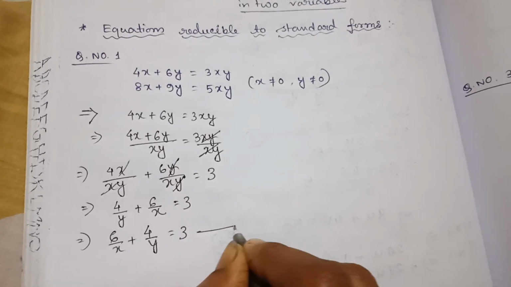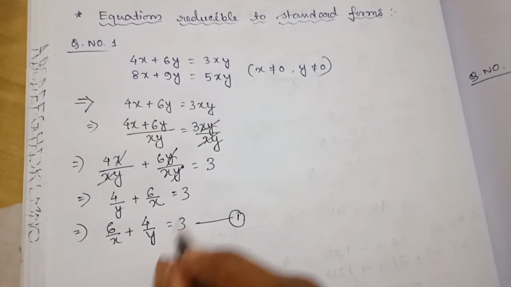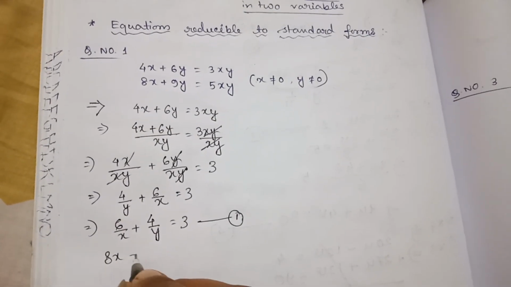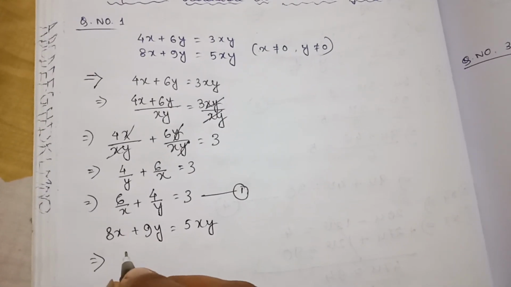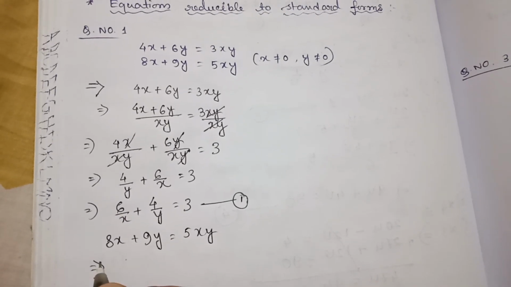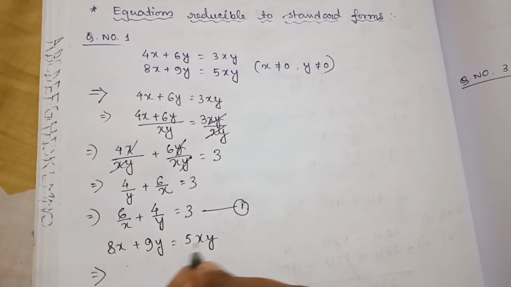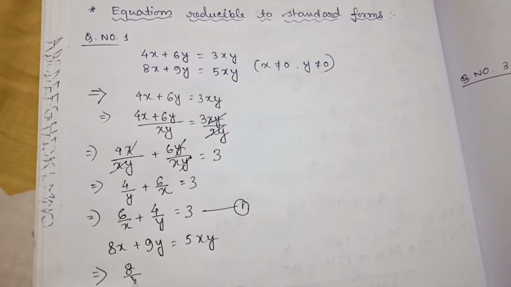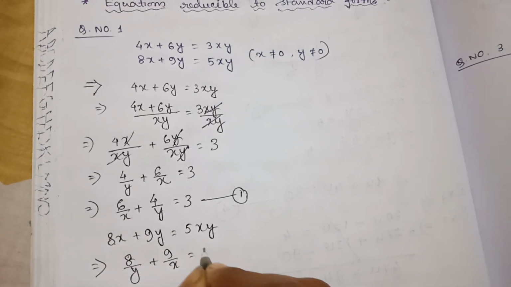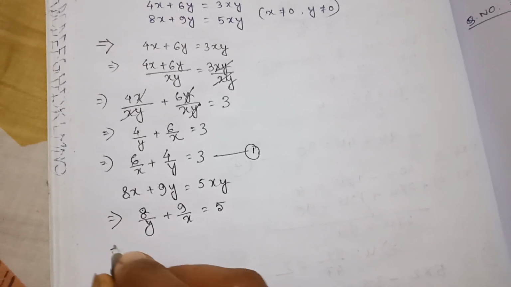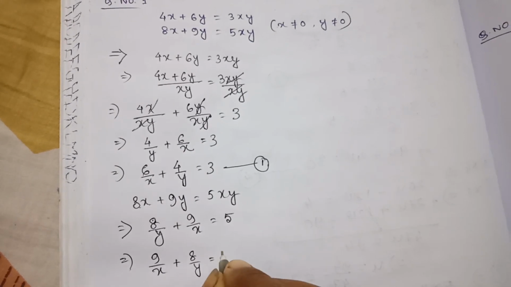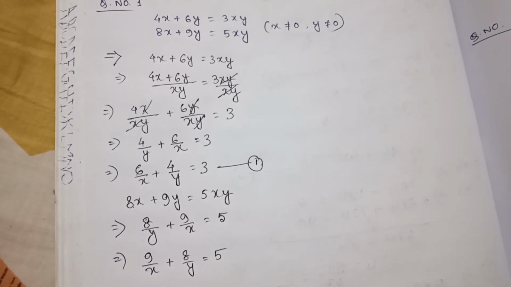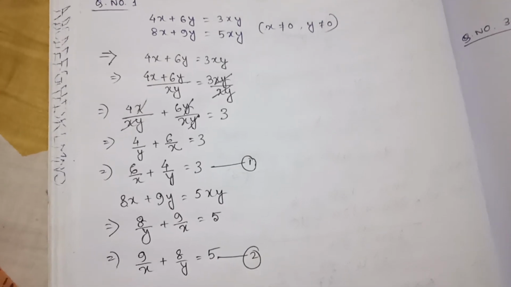This one I'm numbering 1. I will find number 2 also in this way. So it will be 8x plus 9y equals 5xy. That implies, dividing by xy, 8 by y plus 9 by x equals 5. That can be written as 9 by x plus 8 by y equals 5. This one I'm numbering 2.